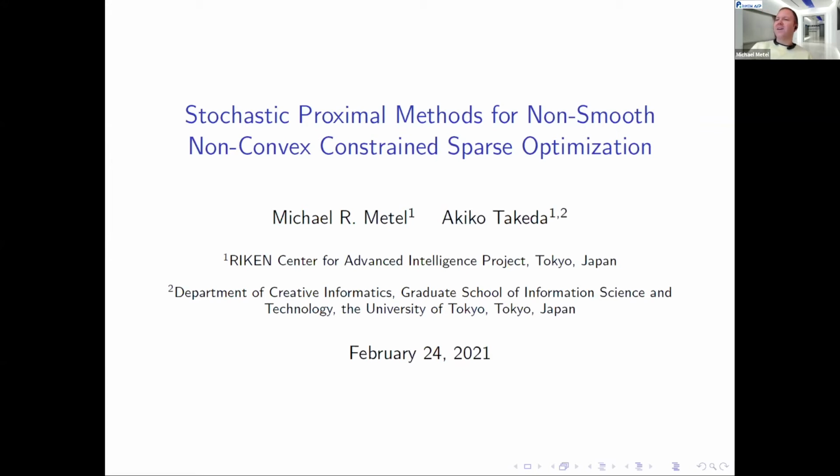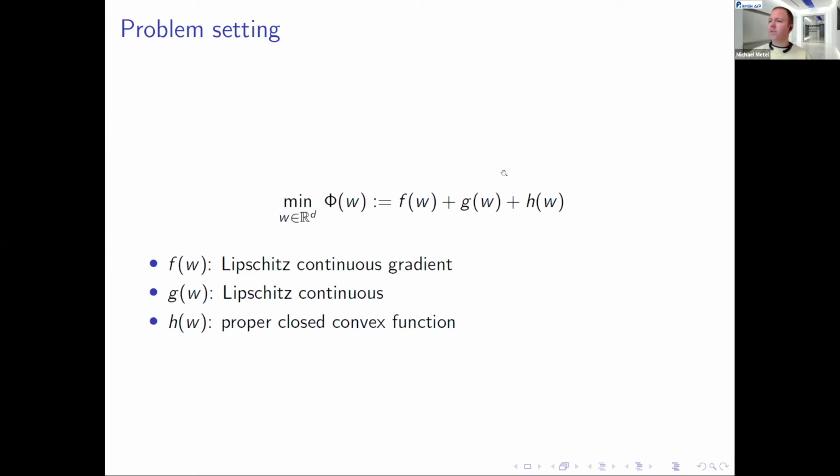Let's begin. So the title of my talk is Stochastic Proximal Methods for Non-Smooth, Non-Convex, Constrained, Sparse Optimization. The general problem setting that we're interested in has the following form, a sum of three functions. In the next few slides, I'll try to motivate why we're interested in this specific class of functions.